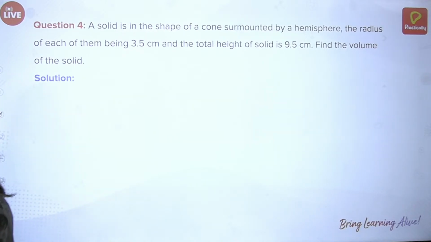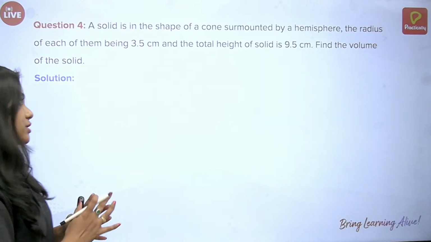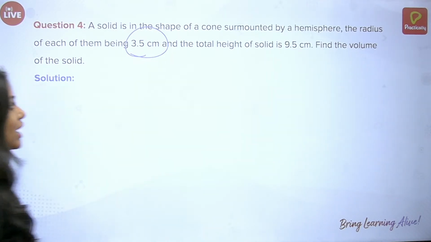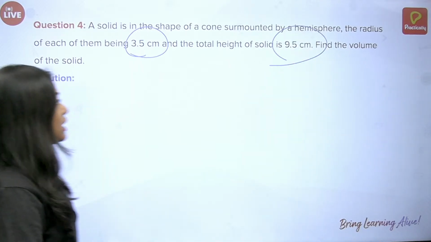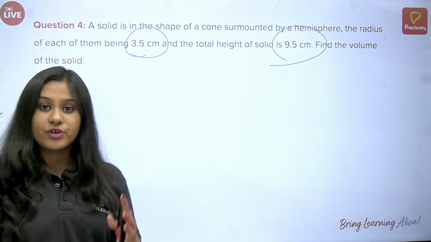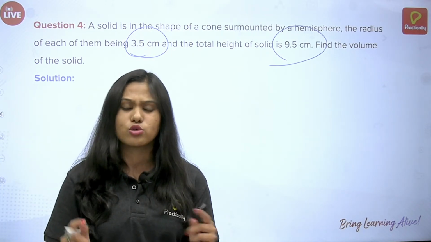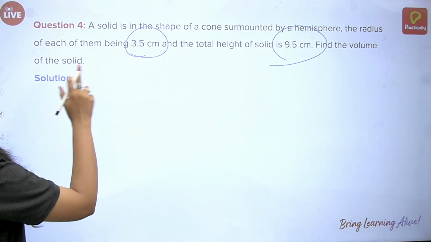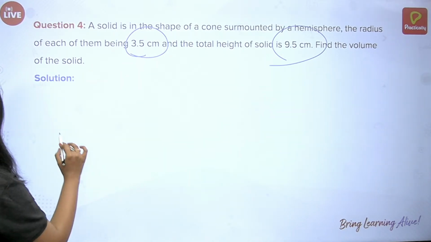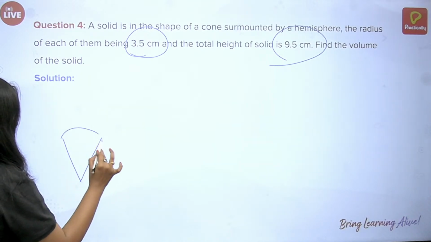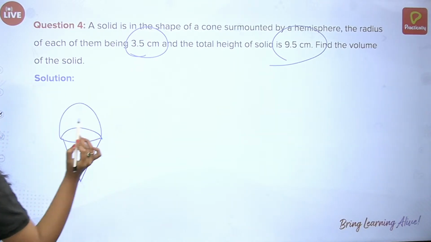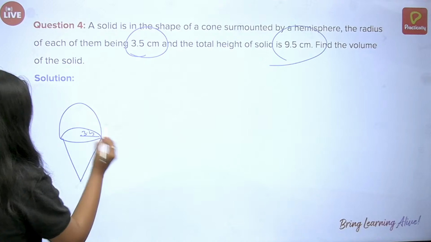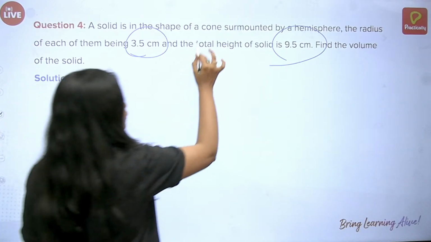A solid is in the shape of a cone surmounted by a hemisphere. The radius of each of them being 3.5 centimeters and the total height of the solid is 9.5 centimeters. Find the volume of the solid. So first, in surface area and volume questions or trigonometry questions, please draw the diagram, okay? So, cone surmounted by hemisphere. This is cone surmounted by hemisphere, correct? And radius is 3.5 for both. So this is 3.5.